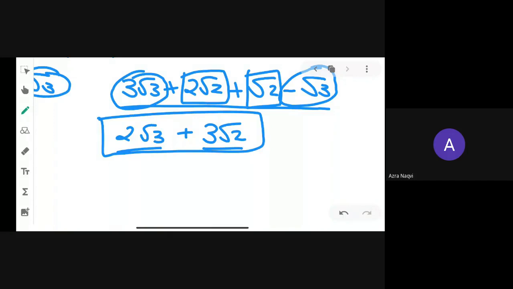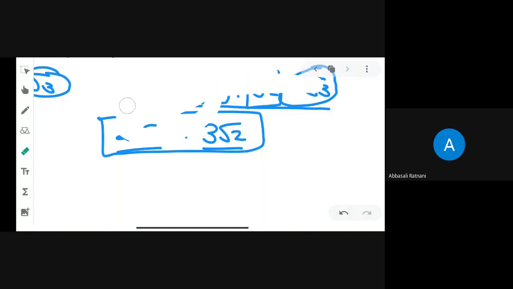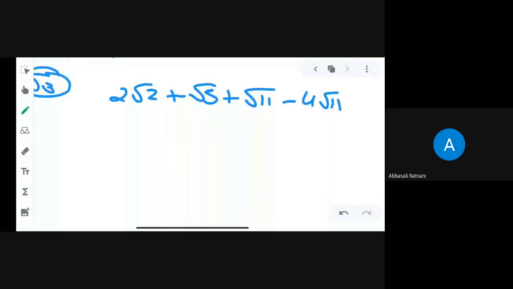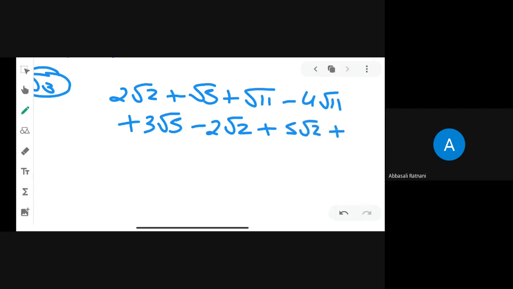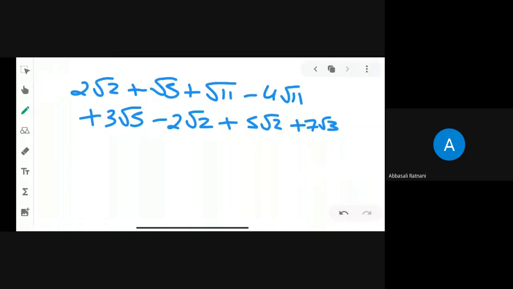100% clear? Okay, now I am giving you one more example. See here: 2 root 2 plus root 5 plus root 11 minus 4 root 11 plus 3 root 5 minus 2 root 2 plus 5 root 2 plus 7 root 3. For example, you have to simplify this question.